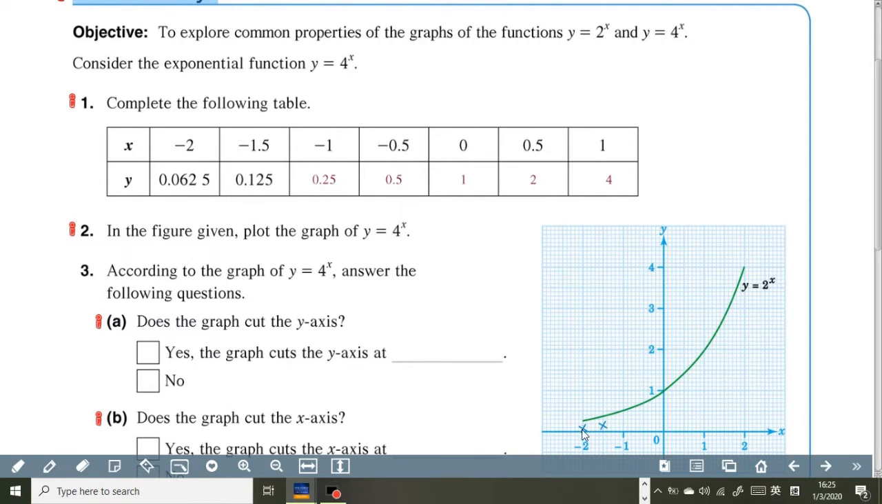So when x equal to negative 2, you will get a value of 0.0625, which is less than the previous one, 2 to the power x. Going to here, it is also less than the previous one, and then up to 0. When x is 0, y is equal to 1. At that point, it is the same as the previous one. So when we connect all the points, I can find the graph like this.